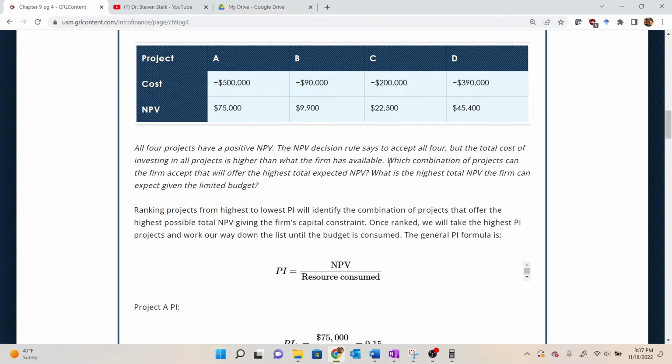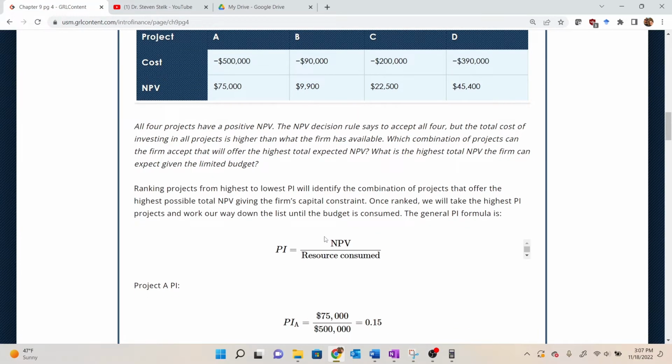So the question is, which combination of projects can the firm accept that will offer the highest total expected net present value, and what is that highest total net present value the firm can expect given the limited budget? Okay, so we're going to use profitability index to rank these guys, and profitability index is defined as, this is a definition. There are several different ways that profitability index might be used, so if you're using it in an industry-specific context, it might not be exactly this, but the general idea will still be the same.